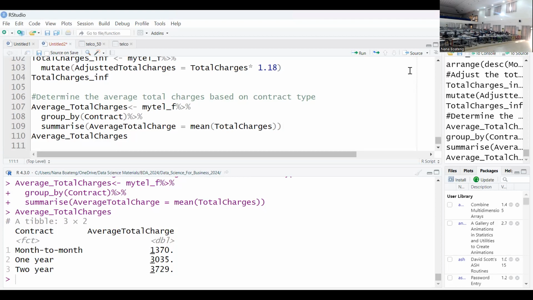But here we are interested in the type of contract. So give us the average total charge for each type of contract. So first of all, we need to group the data by the type of contract. Have you seen? So after you group the data by the type of contract, we pipe that into the summarize verb. Any question?